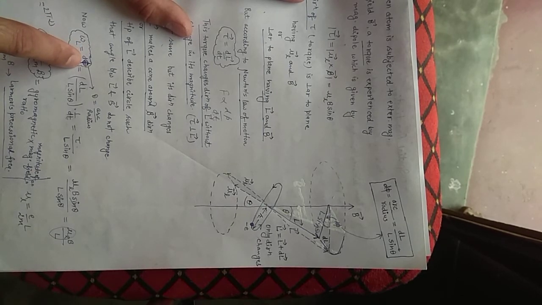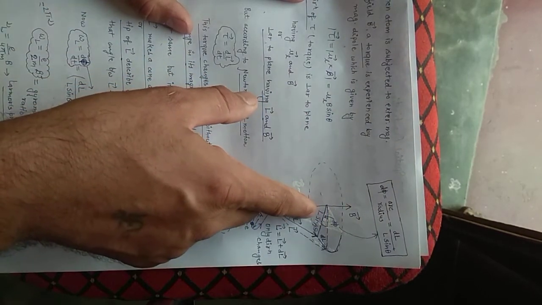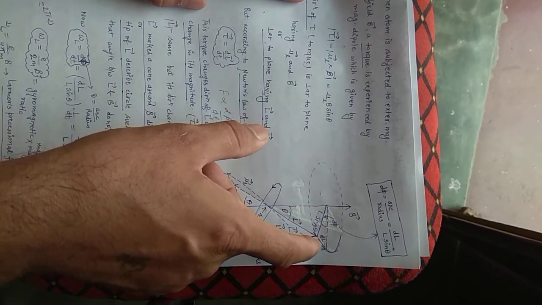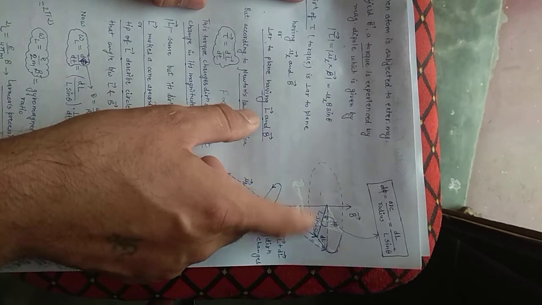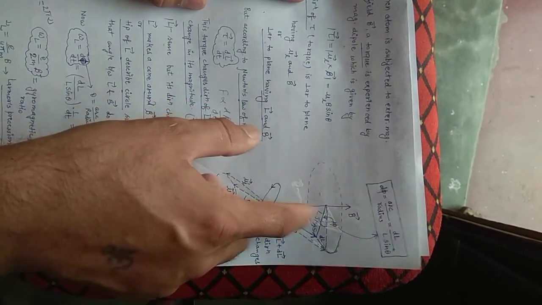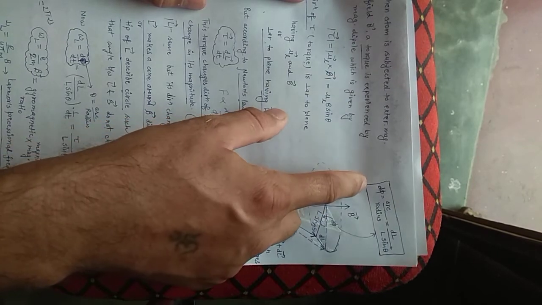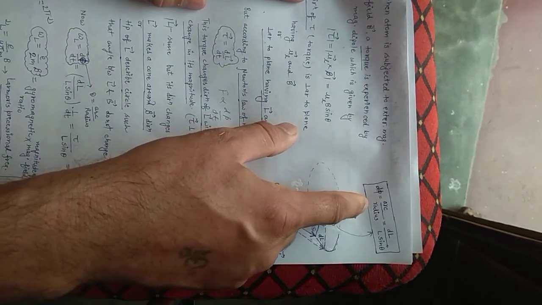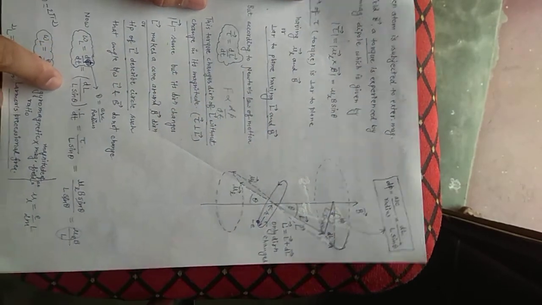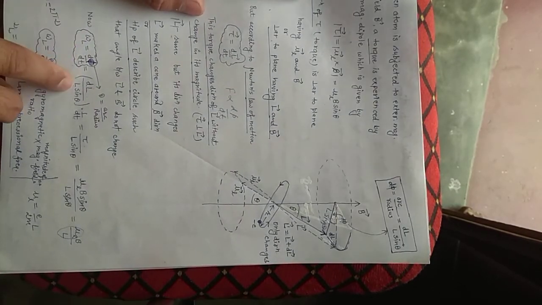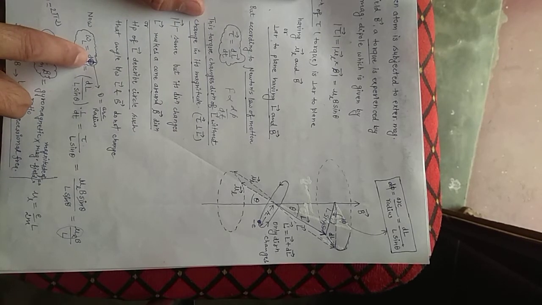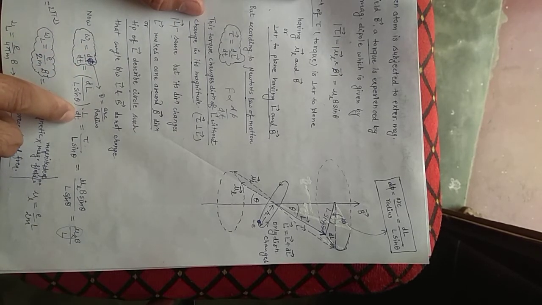To find d phi, the angle subtended by the radius, we will find the ratio of the arc and radius. This is dL and this is L sin theta. So dL by L sin theta is equal to d phi. D phi is equal to arc by radius. Now the angular frequency is dL by L sin theta, this is the value of d phi divided by dt.